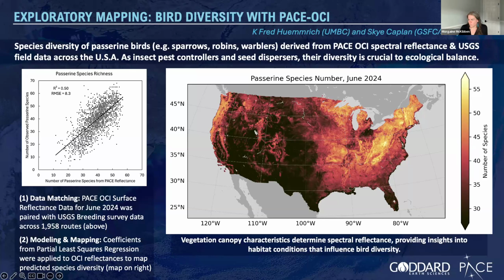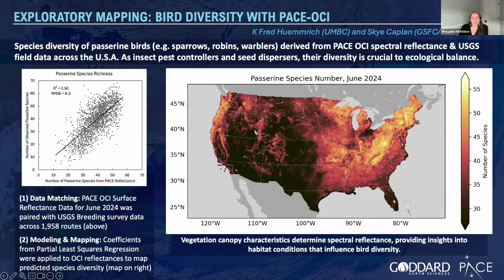They recently had this tidbit on some exploratory work they're doing on mapping bird diversity with PACE. This is the first that we've seen of mapping any kind of animal distributions with PACE. The idea here is that they're looking at species diversity of passerine birds, the perching birds like sparrows and robins, and seeing what their species diversity across the country looks like. And this is for June of 2024.